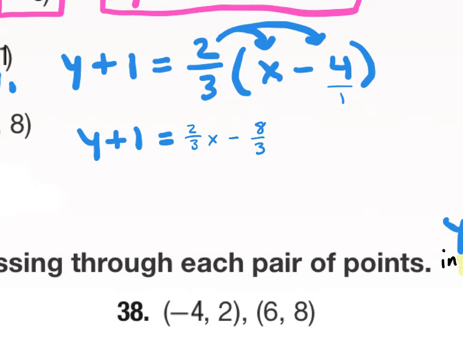Now for slope-intercept form, we need it to be y equals. So how do we get rid of that plus 1? Minus 1. So we have to subtract 1 on both sides. So we have y is equal to 2/3x. And then we have to subtract these two together. So we have -8/3 minus 1. What do we need to add or subtract fractions?